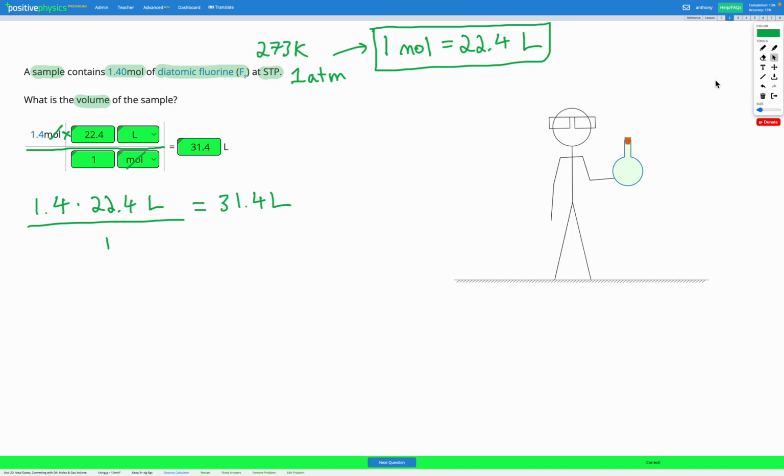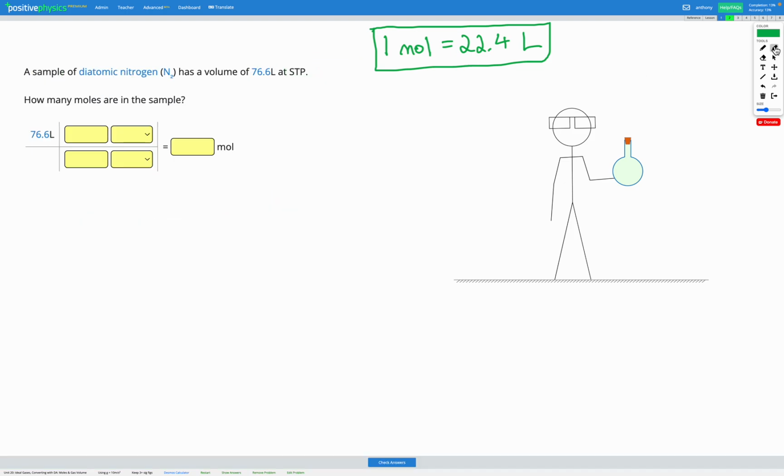Let's do one more question together. In this question, we have a sample of diatomic nitrogen and it has a volume of 76.6 litres at STP. We're trying to find how many moles are in the sample. Since it says STP, we know we can use this conversion factor: 1 mole equals 22.4 litres.